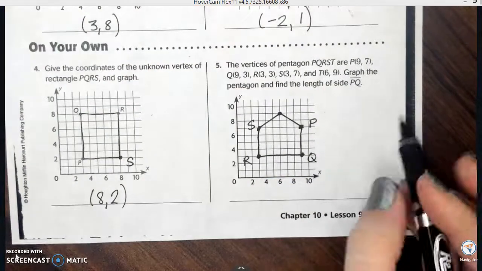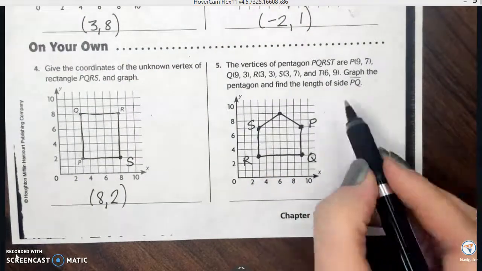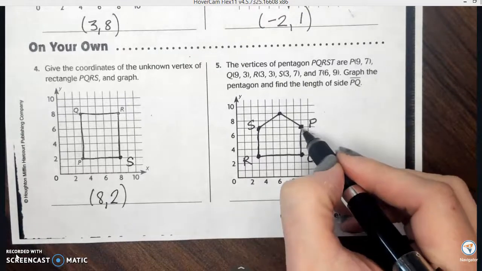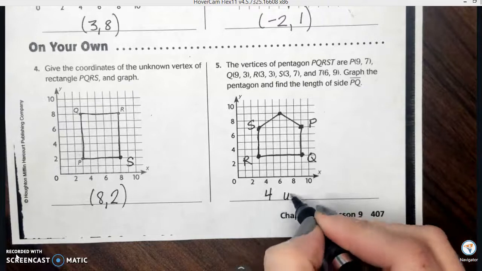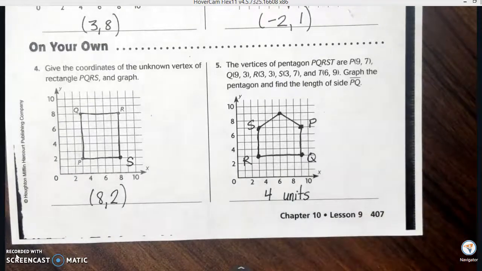Alright, so it wants to know what's the length of PQ. So what's the length right here? Well, we've got 1, 2, 3, 4. So it would be 4 units. It doesn't tell us if it's inches, miles, feet, yards. So we go with 4 units.